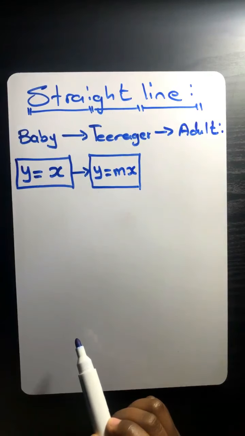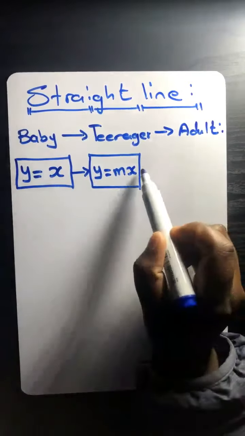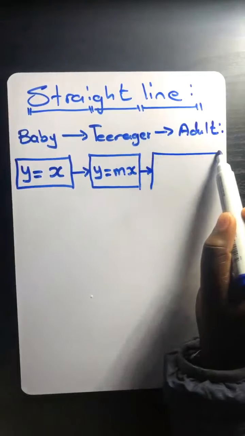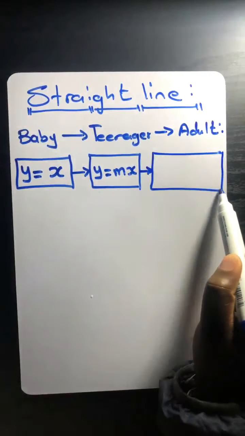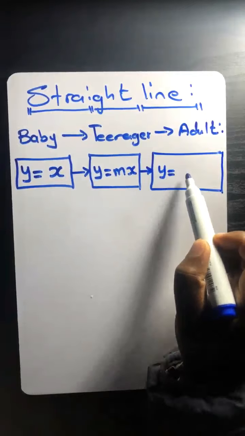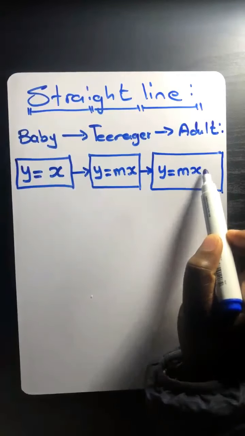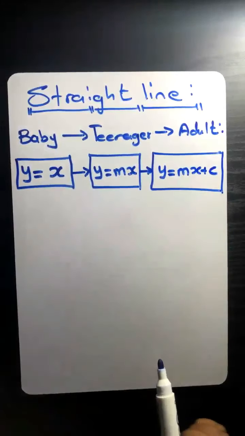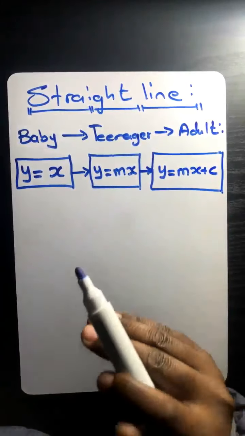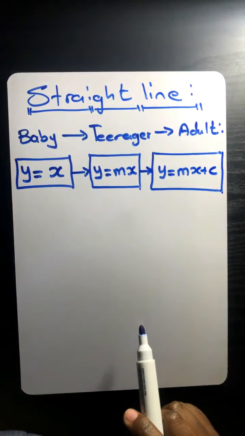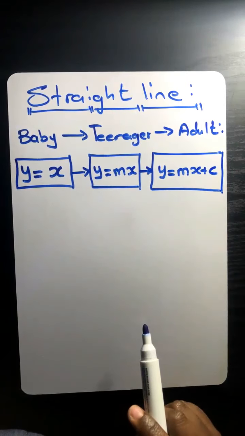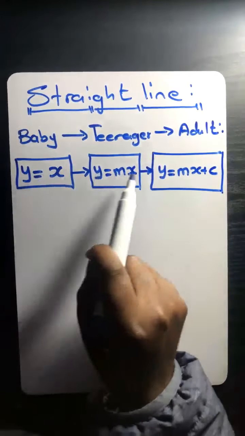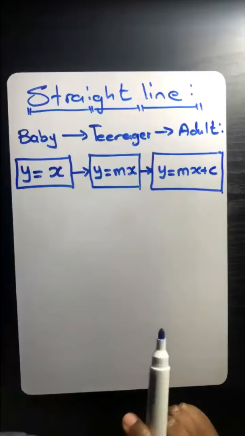Ladies and gentlemen, it doesn't end there. It grows to become an adult. So let's have a look at how a straight line formula looks when it's an adult. So we've got y is equal to mx plus c. At all times, when you are given a straight line formula, just ask yourself, at what stage is that particular formula? It's either at a baby stage, a teenager, or an adult.